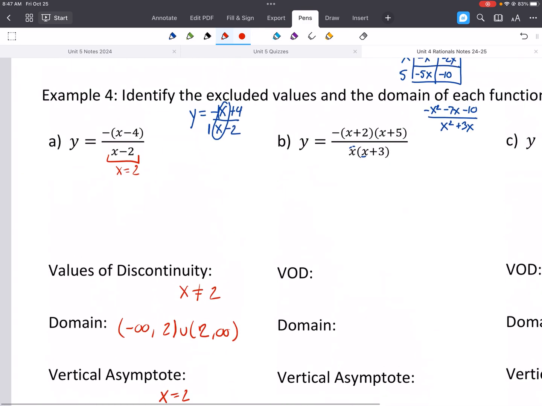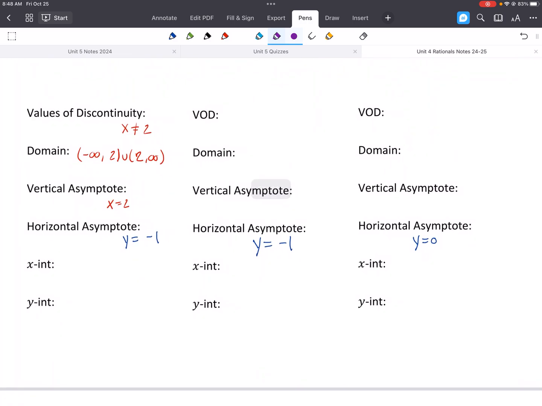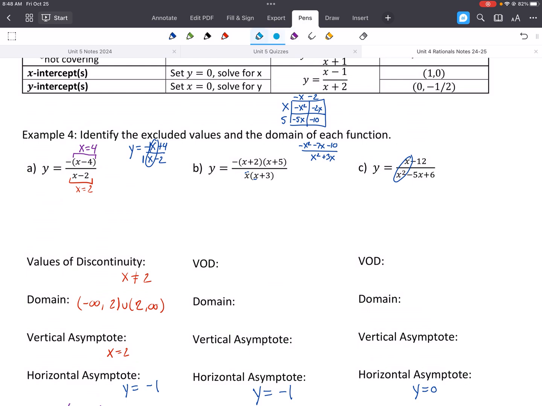X and y intercepts. So x intercepts, again, is what makes this be 0. So x would have to be 4. So let's write that down. We have x equals 4, so 4, 0. And then the y-intercept, again, we just set x equal to 0.